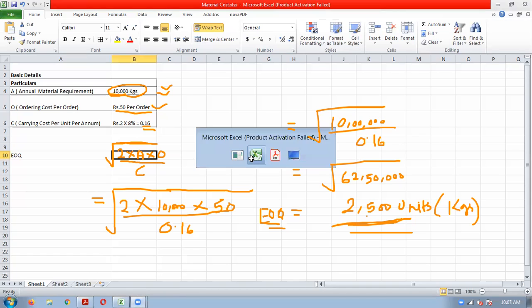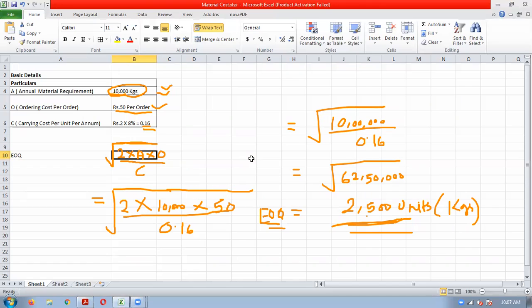So we have done with this illustration for today. Further illustration we will continue in the next class. So for today we are stopping here only. You may note down this illustration.